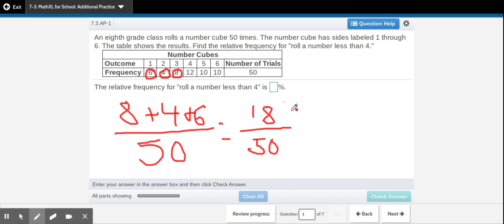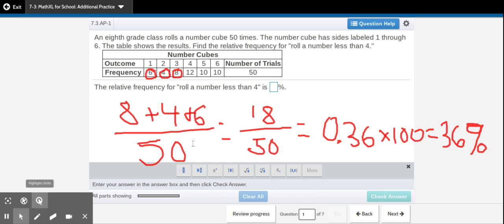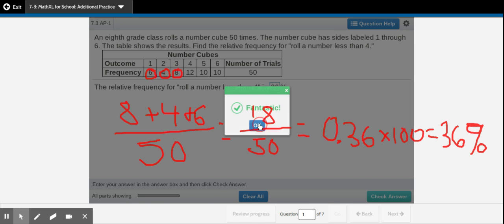Now they're asking us for our percent. So let's get our decimal first. All right, we get 0.36 if we do 18 divided by 50. Now to get a percent, we're going to multiply by 100. And we get 36%. Fantastic.